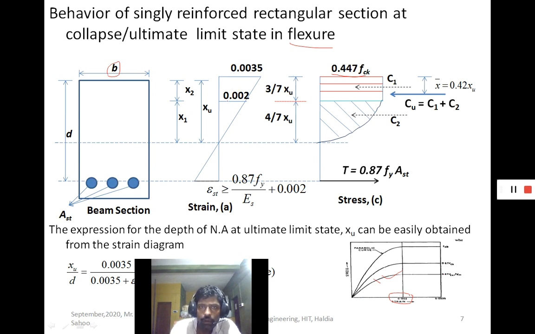So the 0.002 strain, suppose at this level the 0.002 strain has occurred, and the maximum topmost limiting concrete strain is 0.0035, and the strain of steel should be, as per the code, not less than this amount, 0.87 Fy by Es. This is elastic strain.